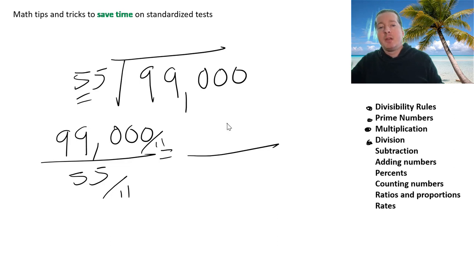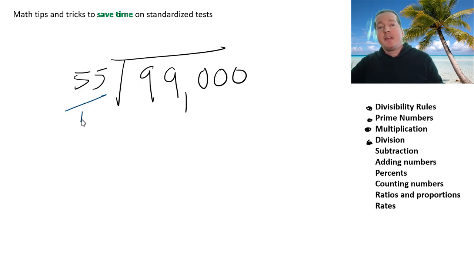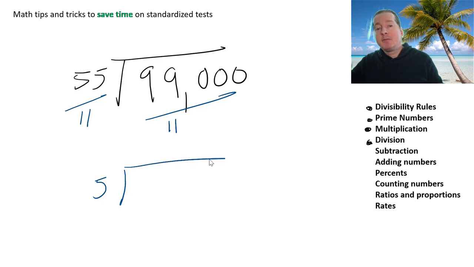So I would have what? This is the same as 9,000 divided by 5. I'll write it in a different way. If I look at the 55, I divide that by 11. I look at the 99,000, I divide that by 11. Well, now, hey, 5 goes into 9,000. That's a little quicker.